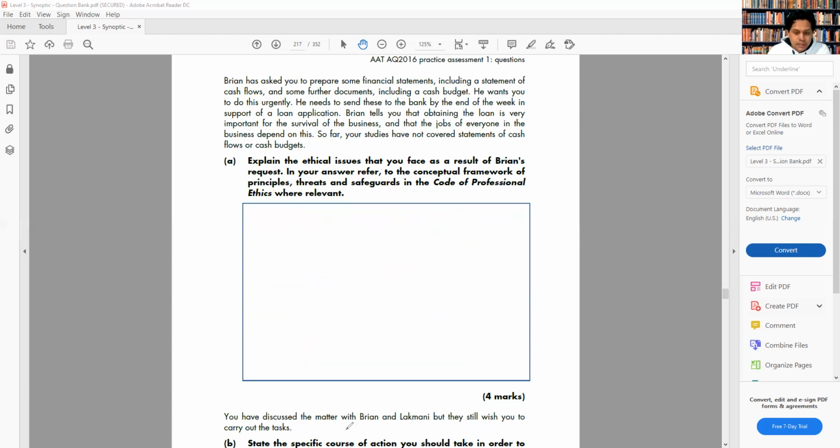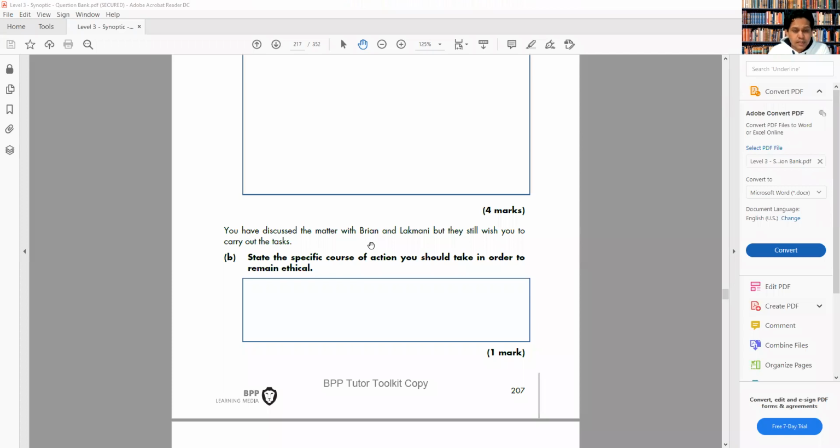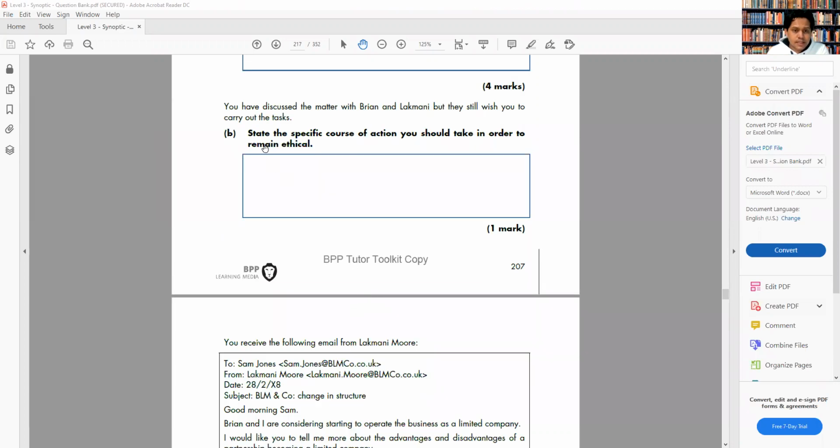Let's move to the next one. The next one is saying you have discussed this matter with Brian and Lakmani, but they still wish you to carry out the task. So you already told Brian and Lakmani, sorry, I cannot do it, I don't have the experience and training. But they're still saying, do it. So what will be your action now? State a specific course of action you should take in order to remain ethical. So what will you do to stay ethical?